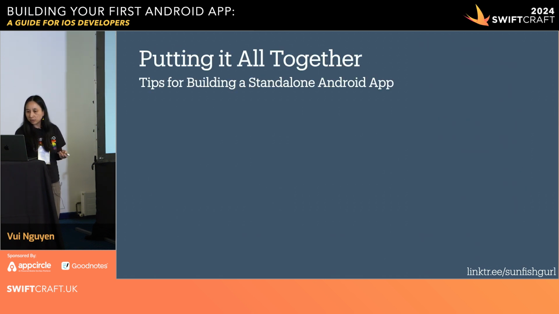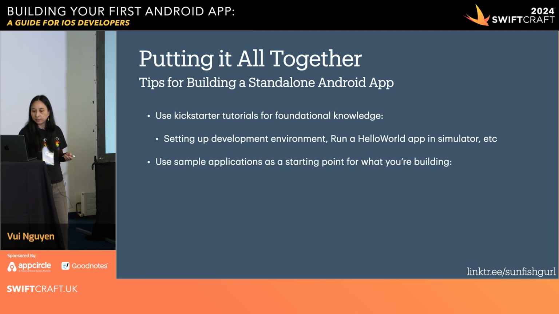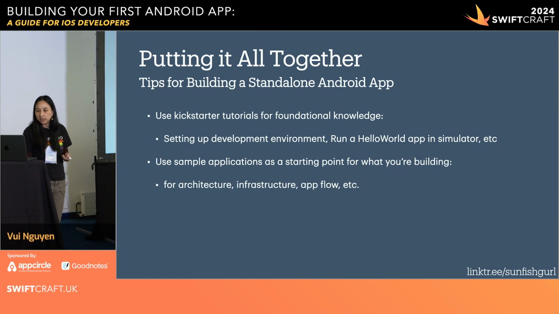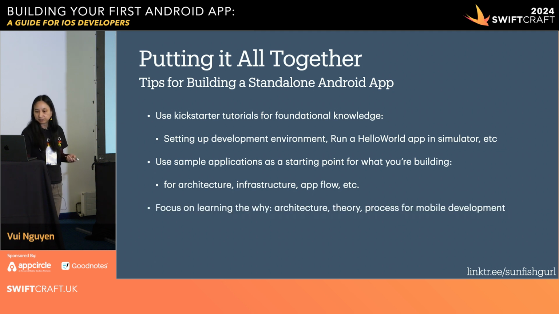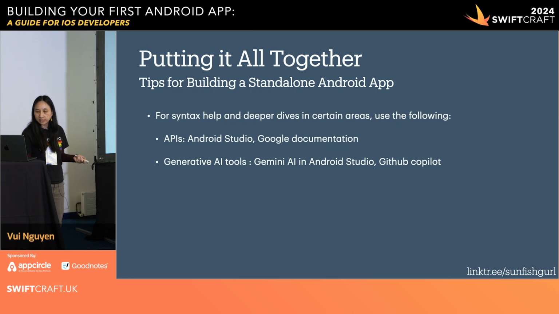So let's real quick go over putting all this together, some tips for building standalone Android apps. I would recommend using Kickstarter tutorials just to learn some basic things, like setting up your development environment and running a Hello World app in the simulator. I would recommend using sample applications as a starting point for what you're building. That's really great for architecture, infrastructure, that sort of thing. And I would focus on learning the why: the architecture, the theory, the process for mobile development. And for syntax help and deeper dives, this is a good place to look up APIs and use generative AI for helping you with syntax.